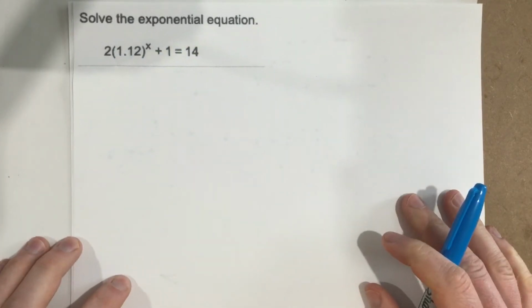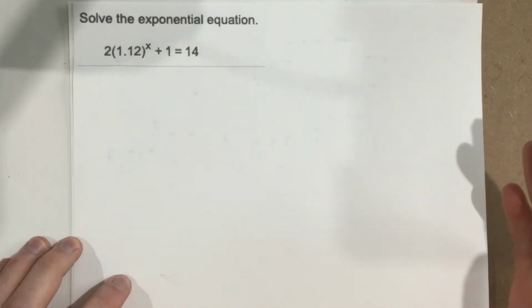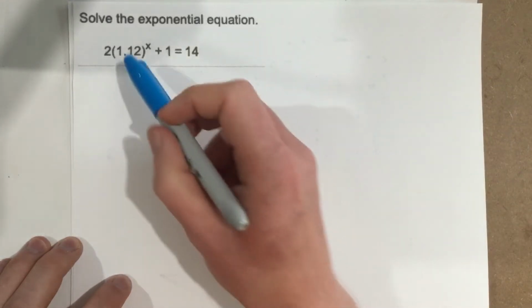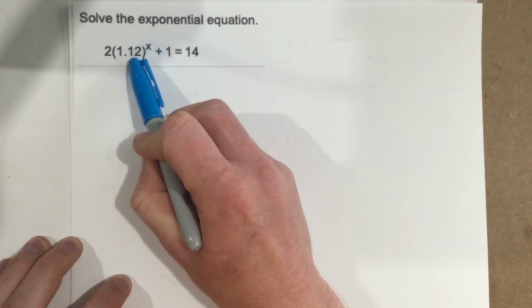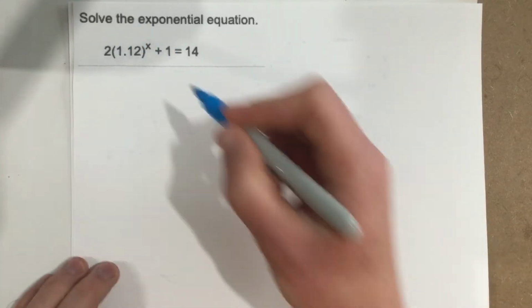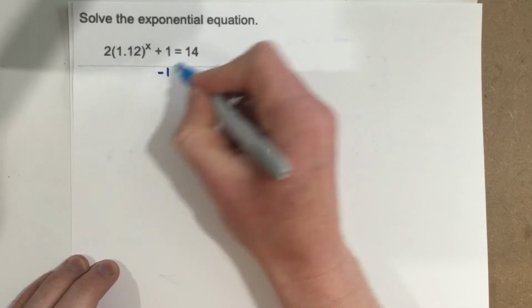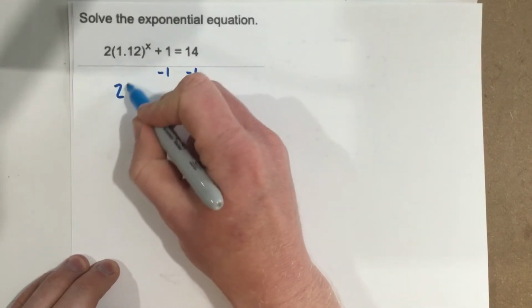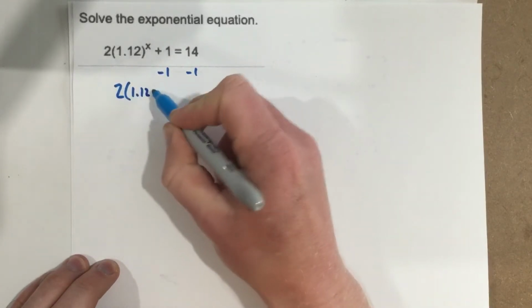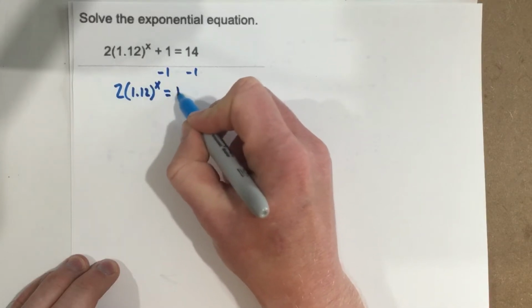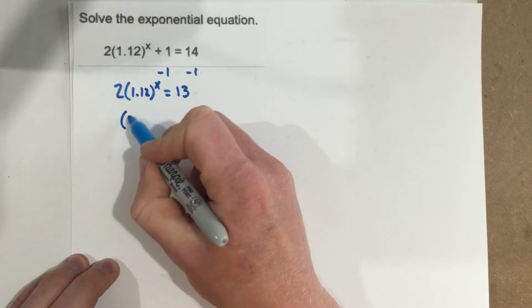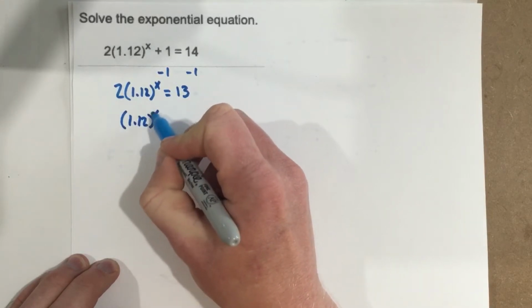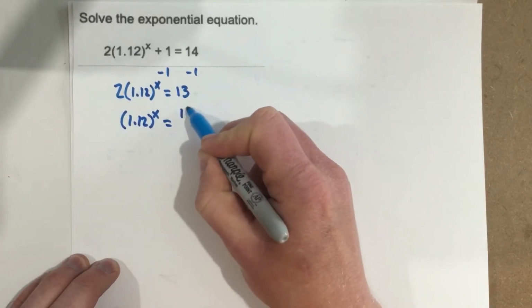We can start this equation by solving just like we would any other equation. We're trying to isolate 1.12 to the x power on the left side. So we're going to subtract 1 from the left. We get 2 times 1.12 to the x equals 13. Then we're going to divide by 2. So we end up with 1.12 to the x power equals 13 over 2.